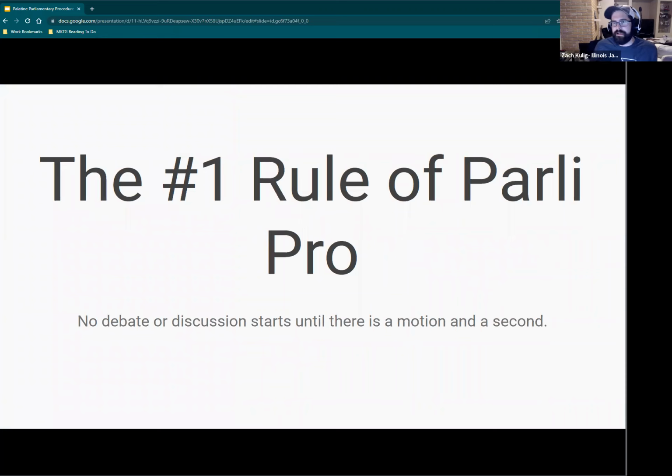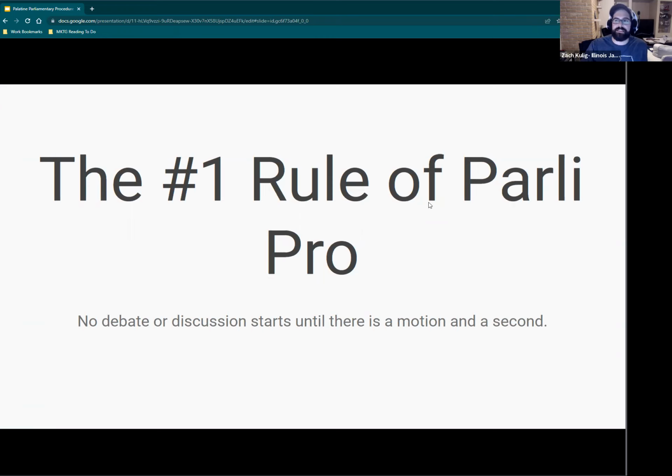I can't stress this enough because it's very easy for all of us to forget this part, especially in our larger meetings, because we are so very passionate about our projects and the things that we do. The number one rule of parliamentary procedure: no debate, no discussion, no amendments, nothing takes place until there is a motion, a first, and a second to take it up. Once those two are done, that's when all the discussion happens.